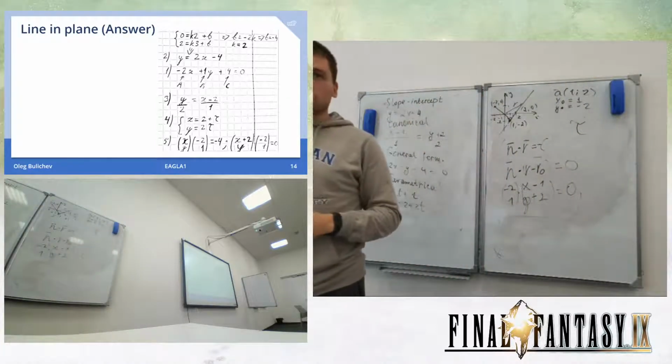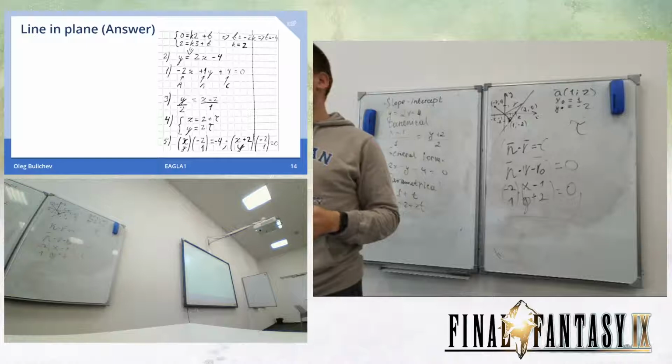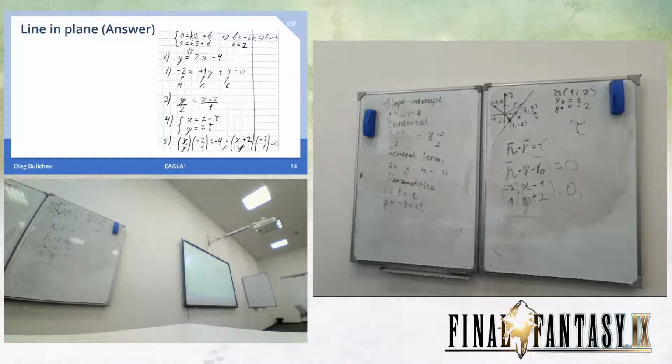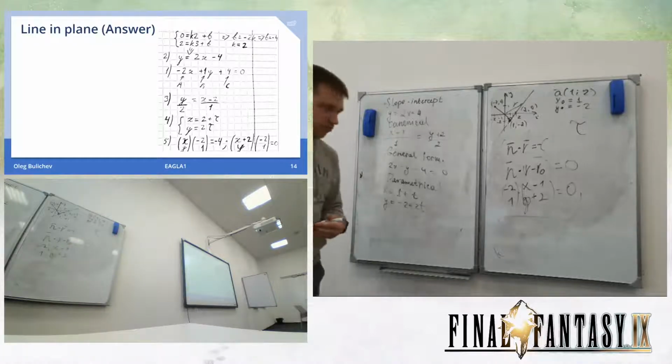Does anybody have questions now? Because now we need to use this material. In the last form, using the normal line, we should just find x and y, yes? Or put this as the answer? Actually, we can say that it's already answered.